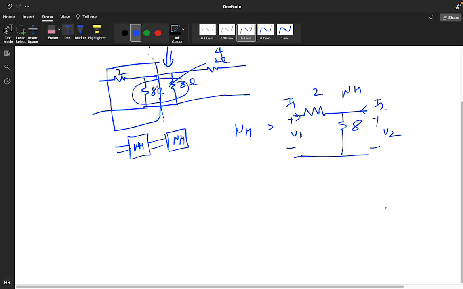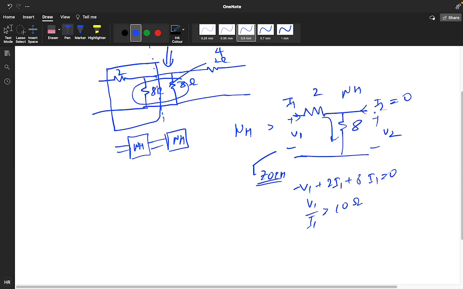Now you have to find the value of Z open circuit. Open circuit means your I2 current is 0. So what is ZOC? Simply V1 by I1. Apply the KVL: minus V1 plus 2I1 plus 8I1 is equal to 0, since I2 is 0. So V1 by I1 is 10 ohm, or just add them, as it's a series resistance.